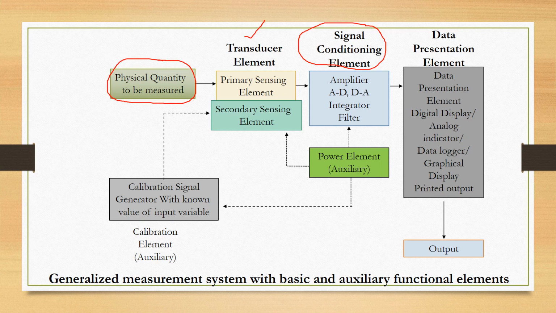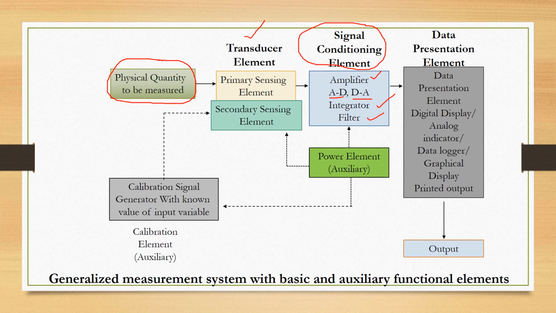So after the transducer element, the signal conditioning element will come into the picture. In signal conditioning element, we can have amplifier, we can have analog to digital converter, or digital to analog converter, we can have integrator, we can have filter. So depending upon the need, we may need one of them, or we may need all of them. It will depend on the need.